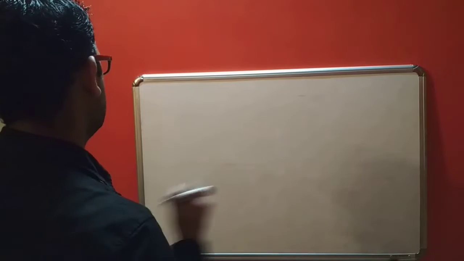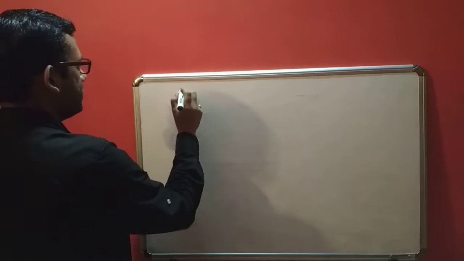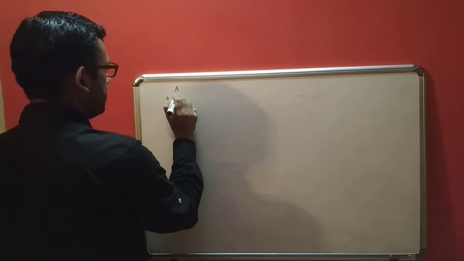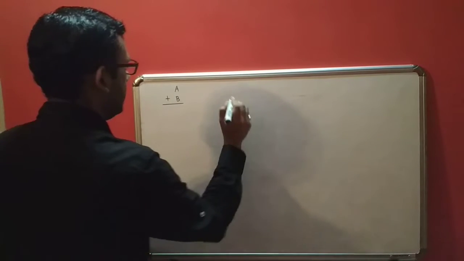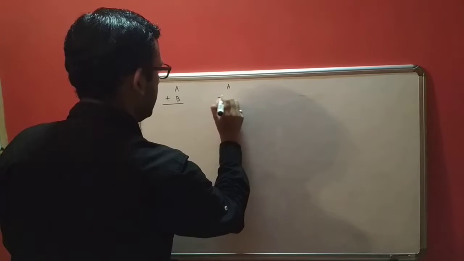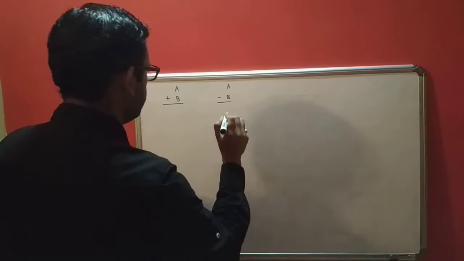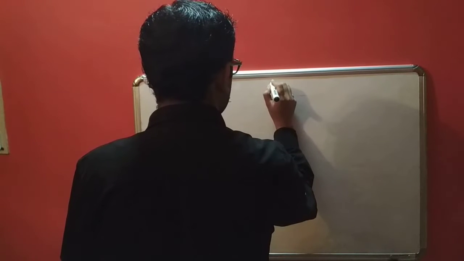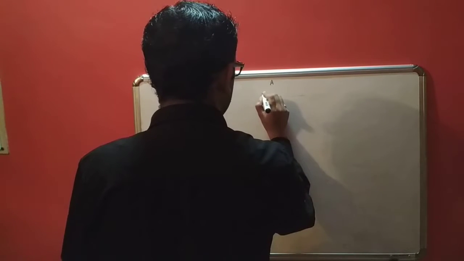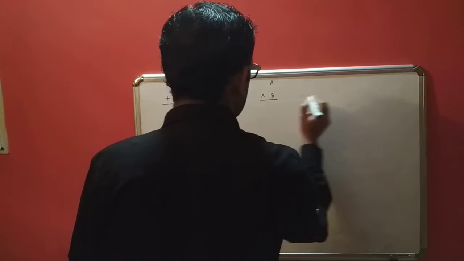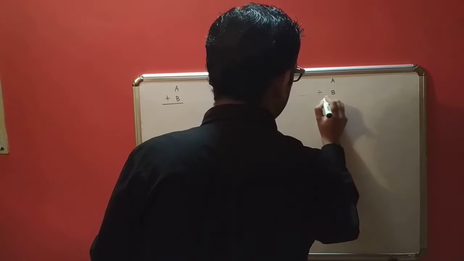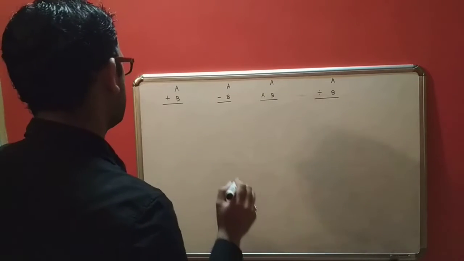Now, before moving on to binary multiplication and division, there are certain terminologies that we should be familiar with. Let's say we have A plus B, and similarly we have A minus B, and then we have A multiplied by B, and then we have A divided by B. Okay, so what are these terms called?